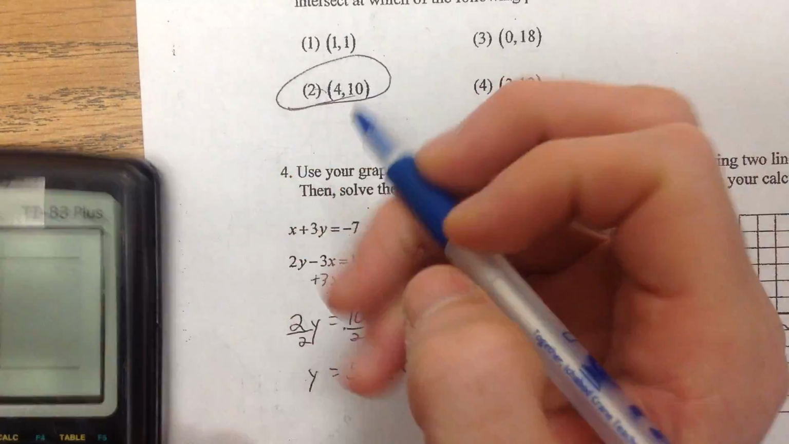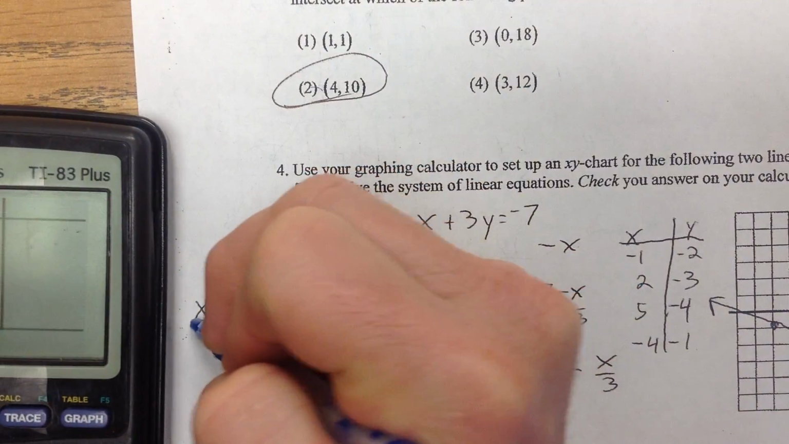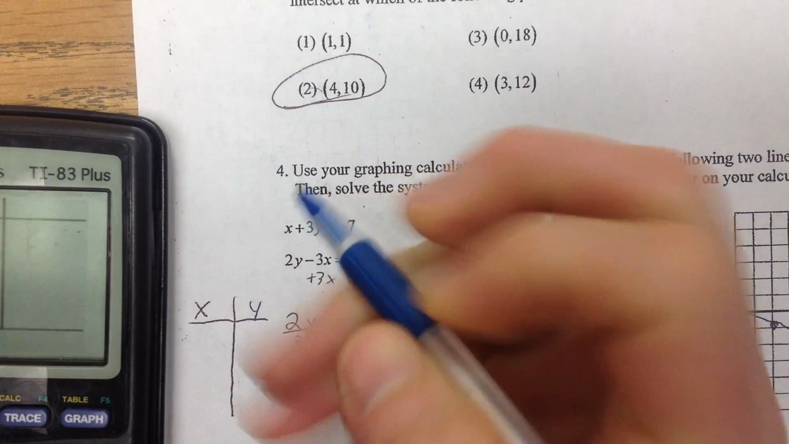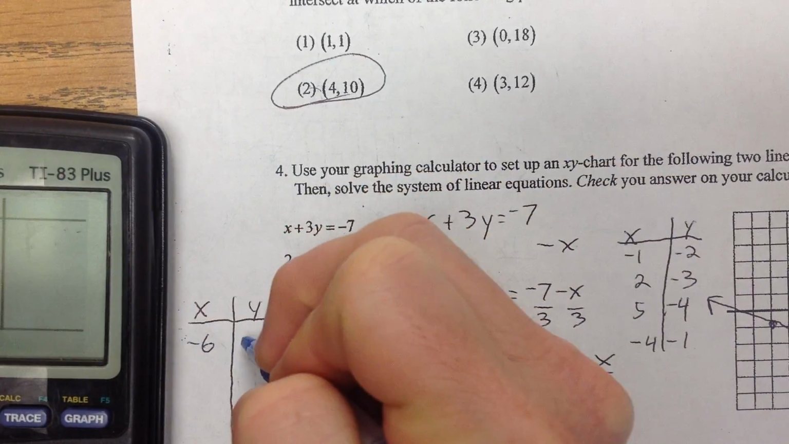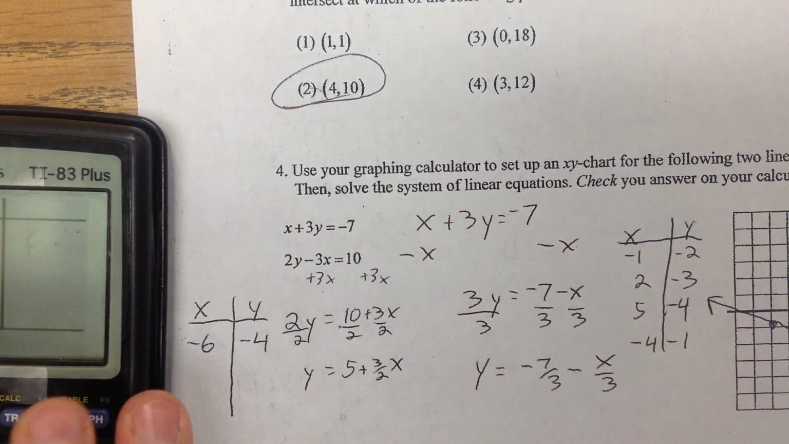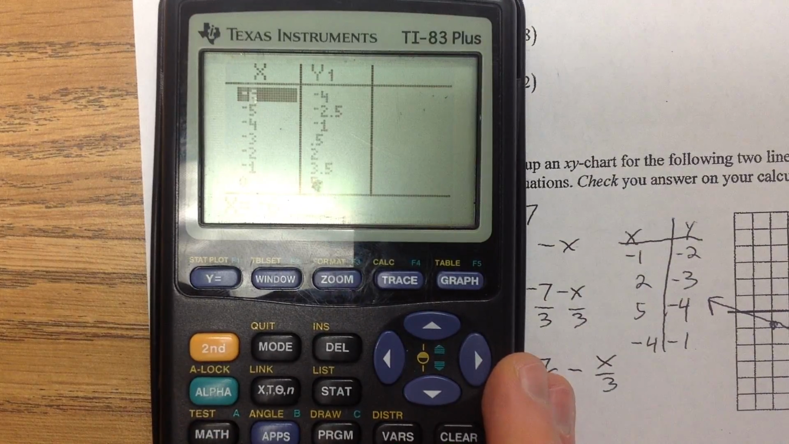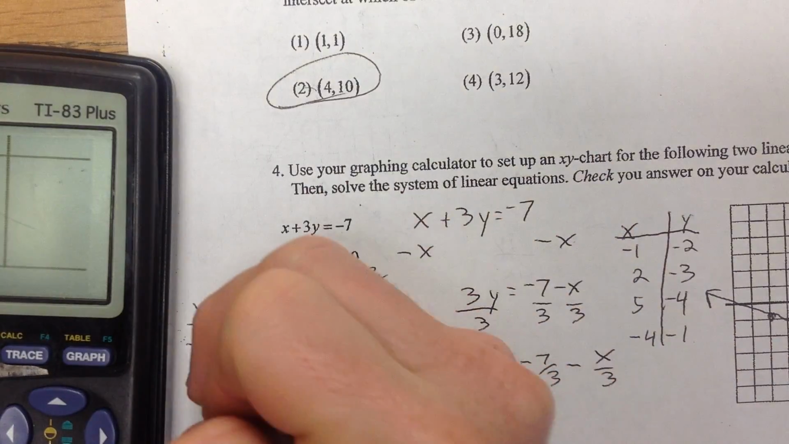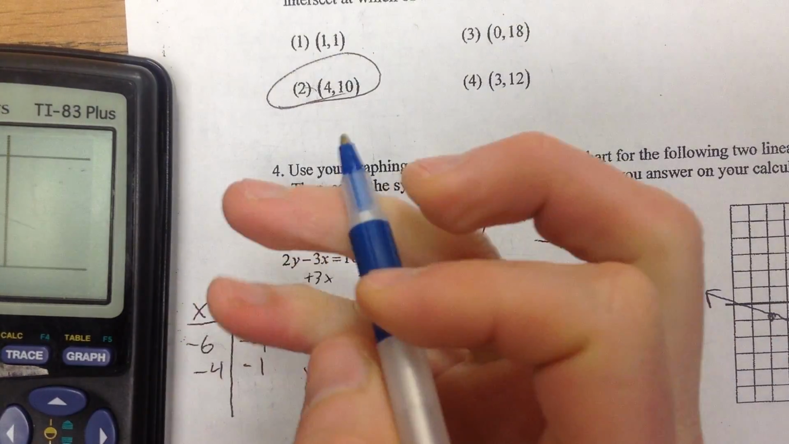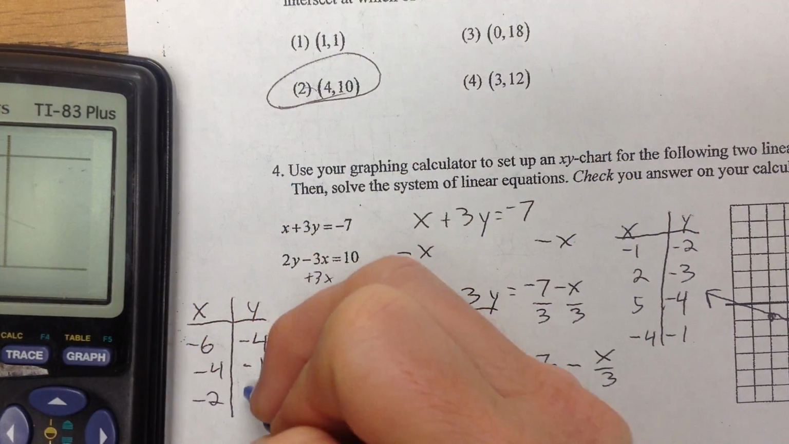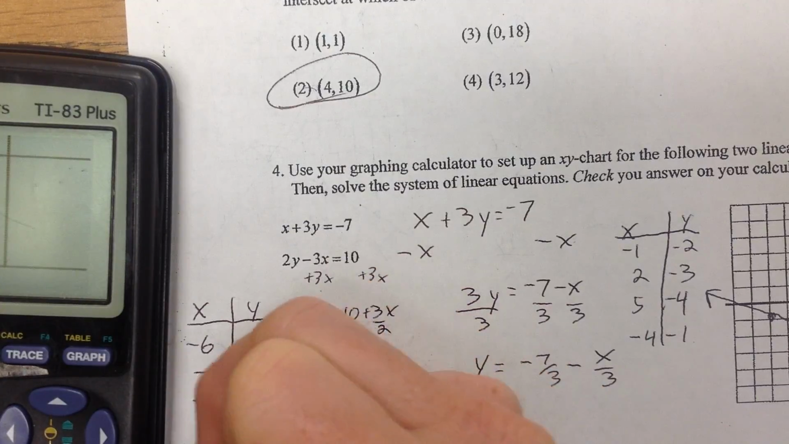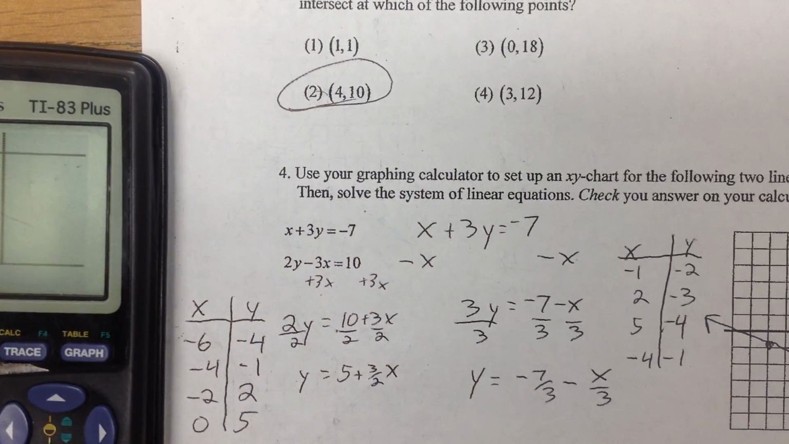So let's see. We'll start with -6, -4. So let's make our table over here. X, y, -6, -4. If I scroll down, I can see there's a -4, -1, and then there's a -2, 2, and then there's a 0, 5.